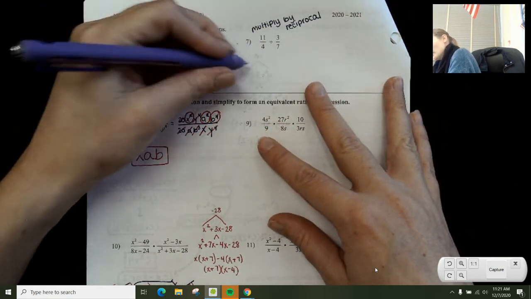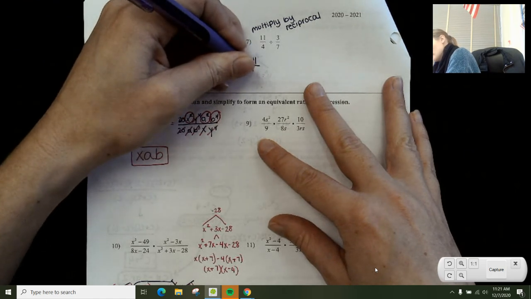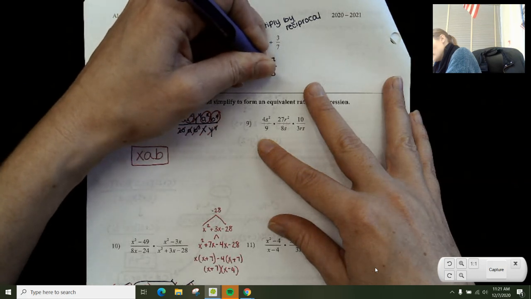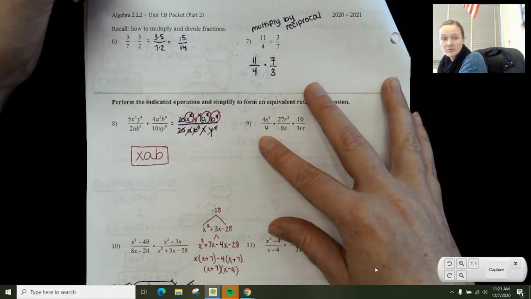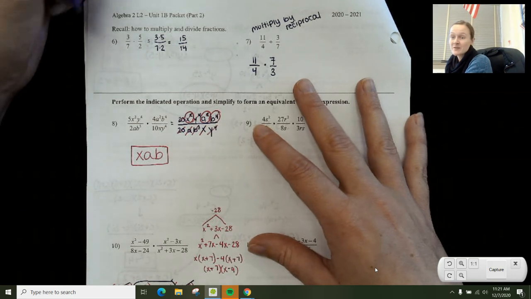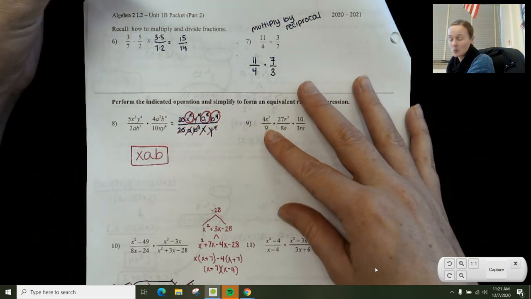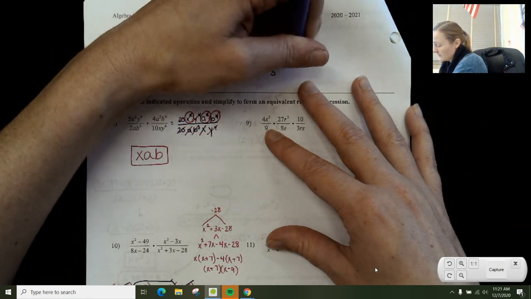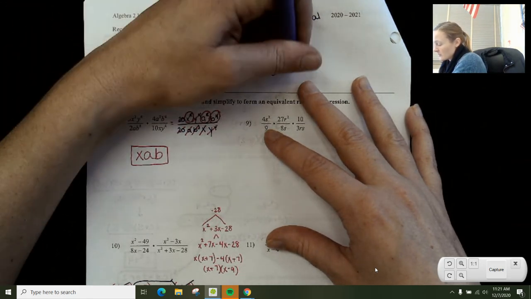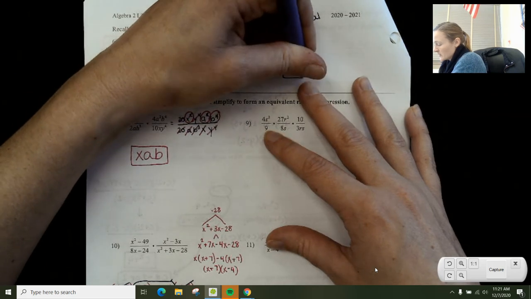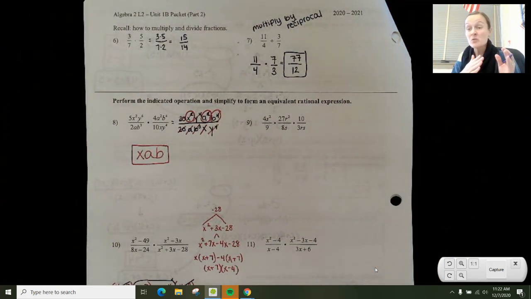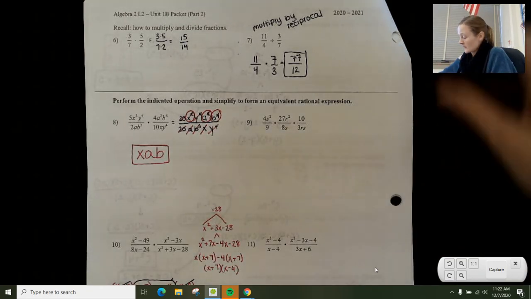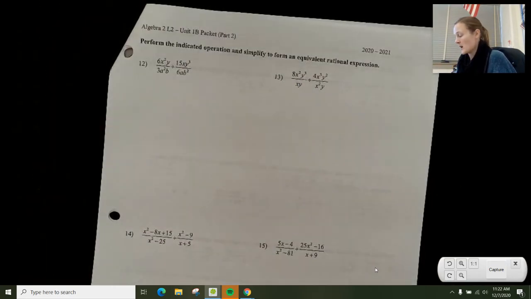So instead of 11 over 4 divided by 3 over 7, you have 11 over 4 times 7 over 3. Now I've created a multiplication problem, so now I can do exactly what I did in the last couple problems. So now I've got 11 times 7 is 77 over 4 times 3 is 12. So basically, any division problem you turn into a multiplication problem and go from there. So I'll do one division problem on that.